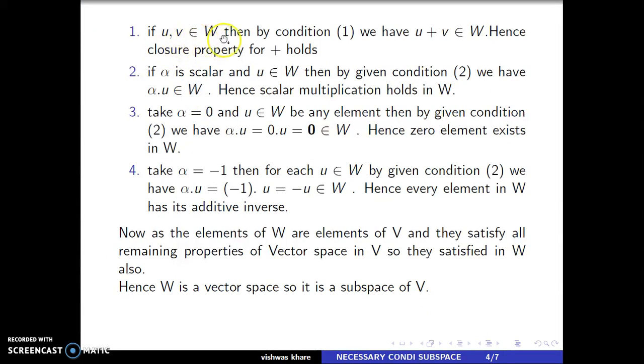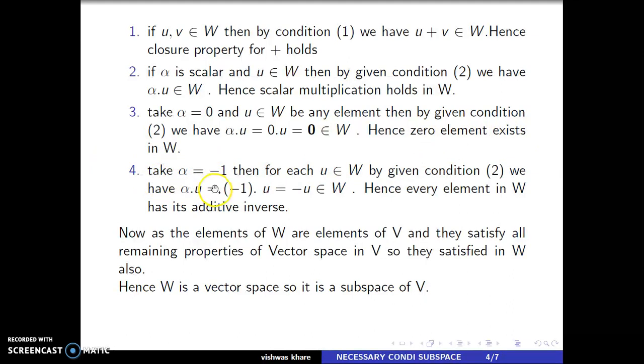First, if U and V belong to W, then by condition 1 we have U plus V belongs to W. Hence, closure property of plus holds in W. Second, if alpha is a scalar and U belongs to W, then by given condition 2 we have alpha into U belongs to W. Hence, scalar multiplication holds in W. Third, taking alpha equal to 0 and U belonging to W any element, then by given condition 2 we have alpha into U equals 0 into U equals 0 vector, which belongs to W. Hence, 0 element exists in W.